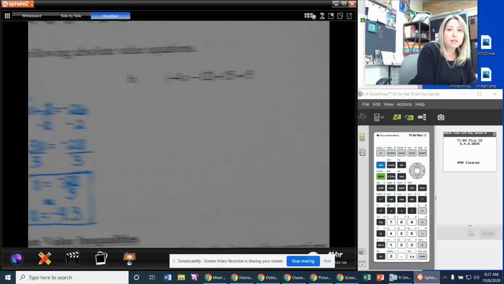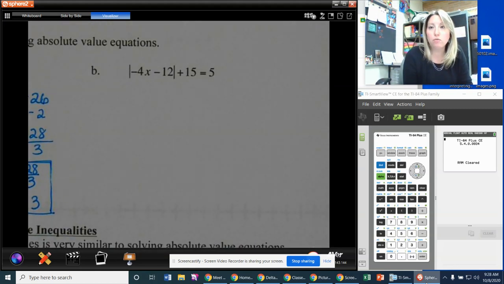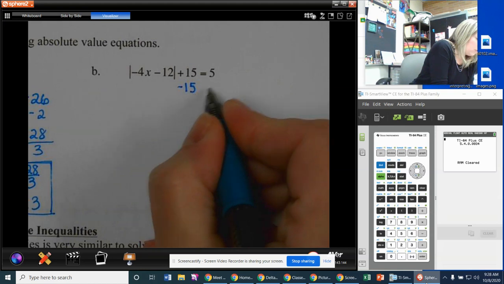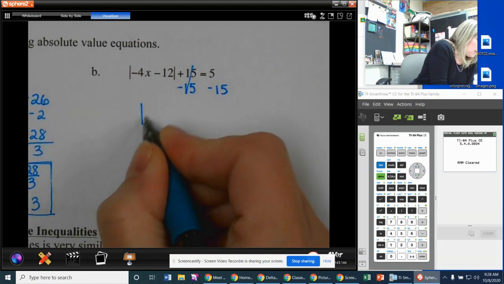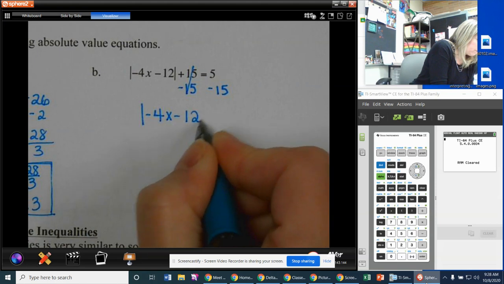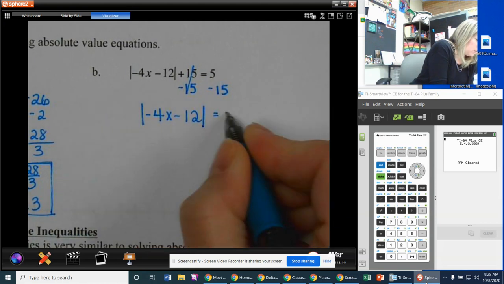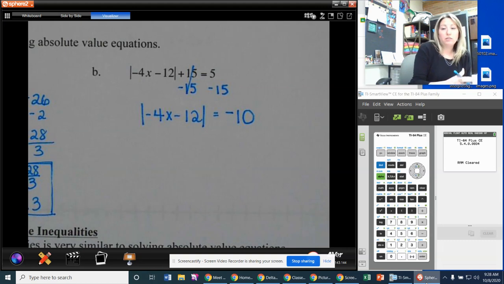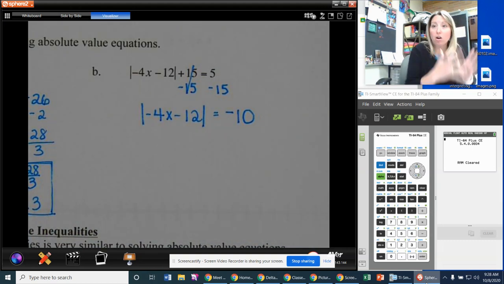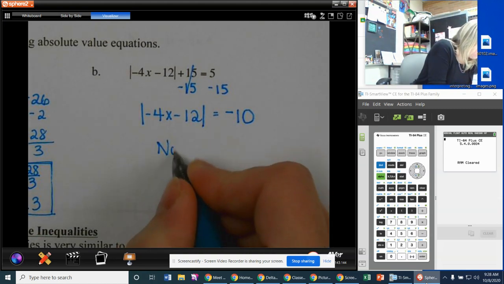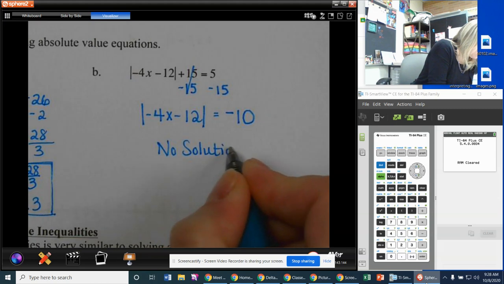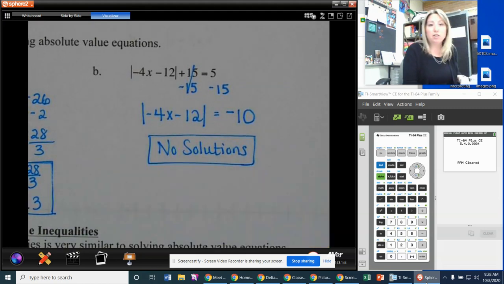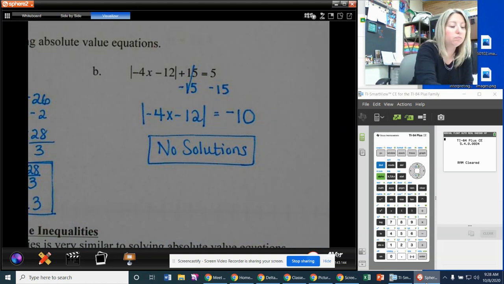Now, when you have stuff next to your absolute value bars, you have to move it away to the other side of the equal sign by opposite operations. Okay, so in this case, we're going to move this 15 by subtracting it so that we can get our absolute value bars alone. And 5 minus 15 is negative 10. Now, since absolute value bars when they are all alone cannot equal a negative number, you have no solutions in this particular case because that is not a possibility, which means there's no real number that makes X true.